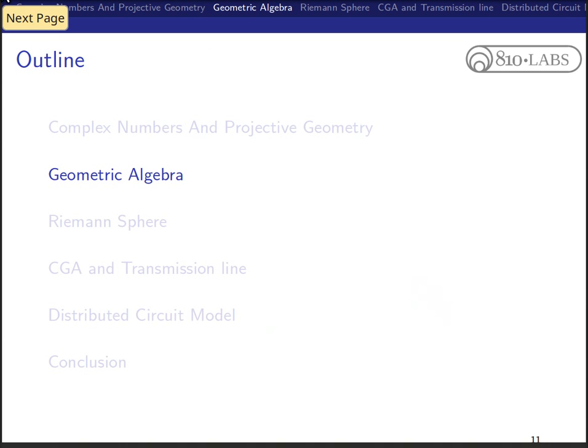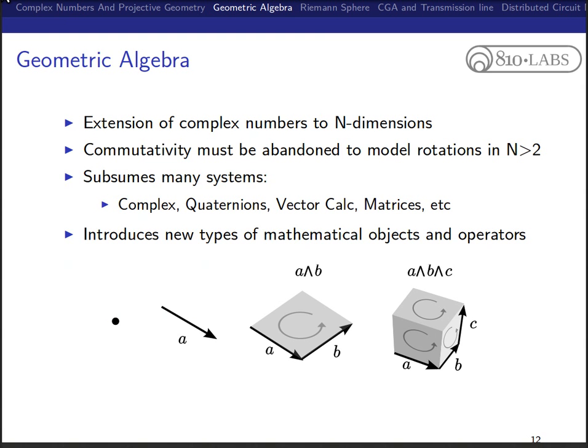Okay, so what's geometric algebra? From an electrical engineering perspective, it's best thought of as the extension of complex numbers to n dimensions. Okay, so to do this, commutativity has to be abandoned. And this is kind of obvious if you want to use our algebra to model rotations in more than 2 dimensions, because rotations don't commute in 3 dimensions and not in other dimensions either.